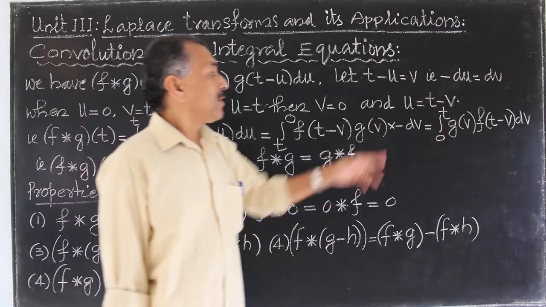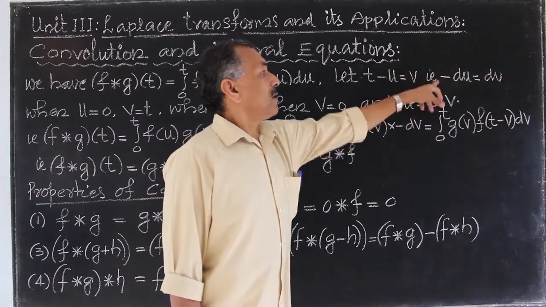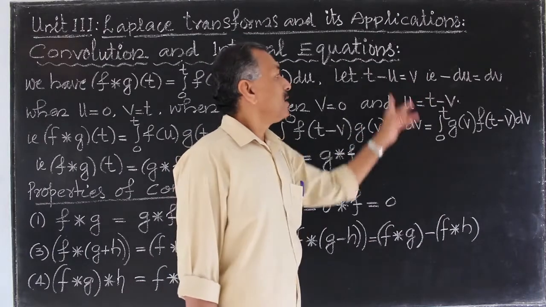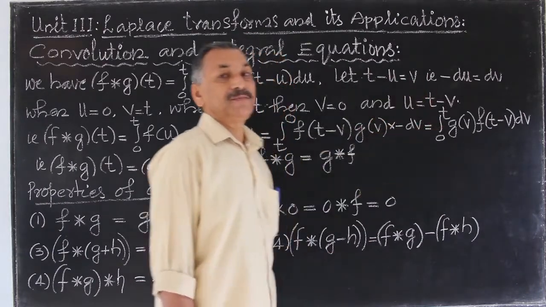And moreover, what is u? u is equal to t minus v.